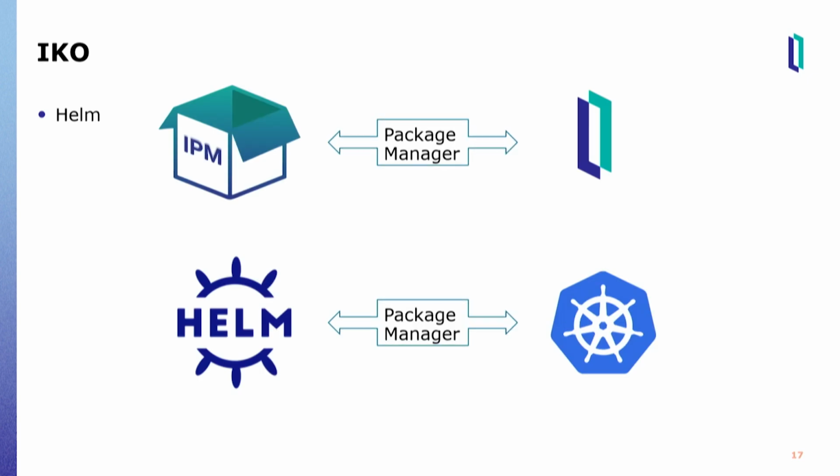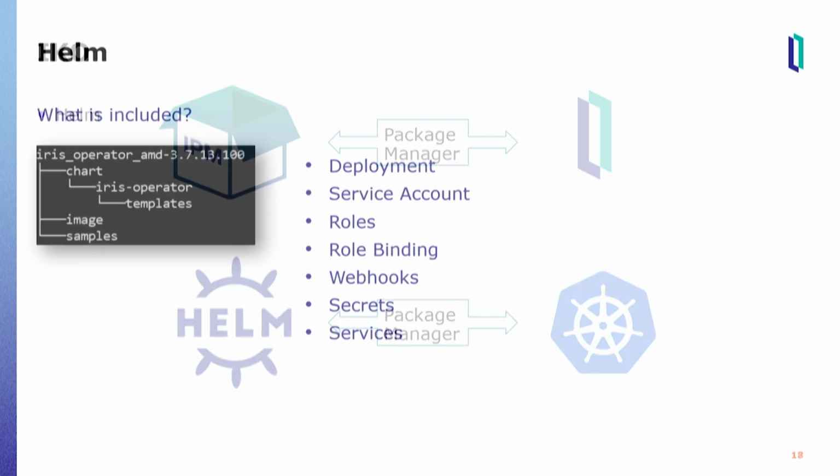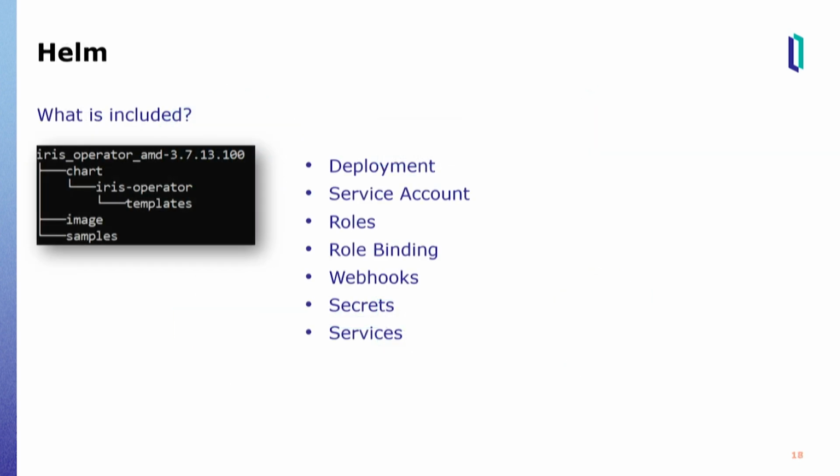So Helm is the package manager. It's what IPM is to InterSystems, the InterSystems Package Manager. Helm is for Kubernetes, okay? So it does the same job, and when we're downloading, we're going to download this kit from WRC software distribution. We're going to get this kind of folder structure that looks like this.